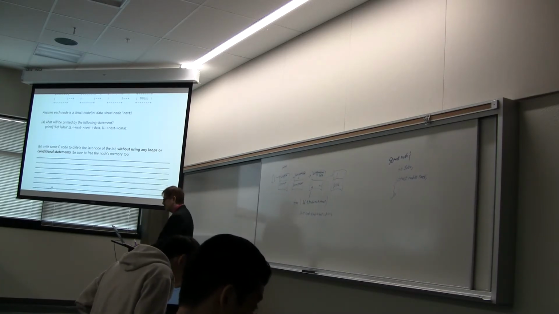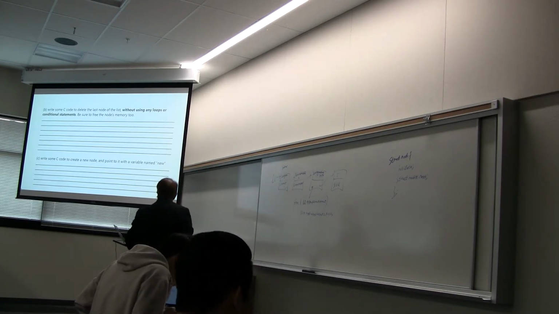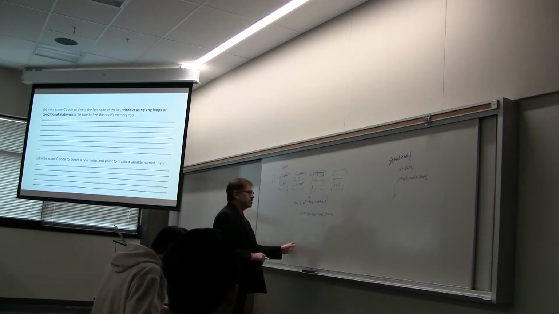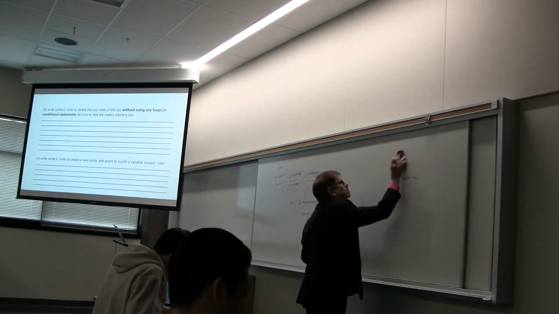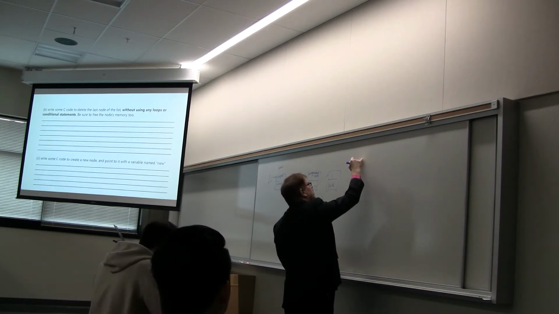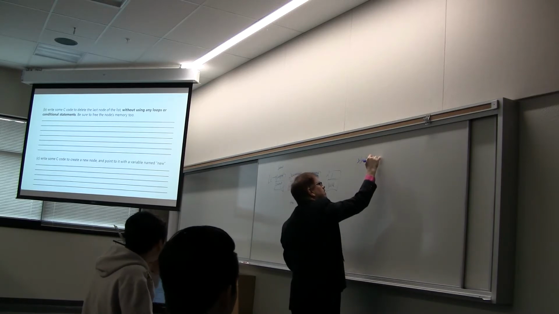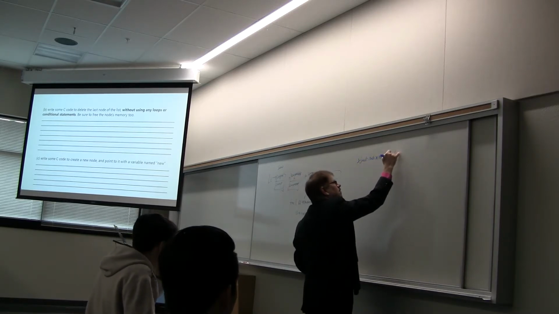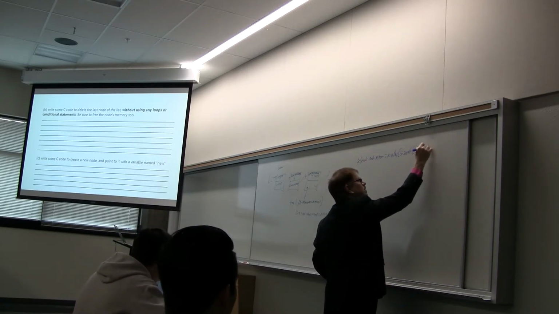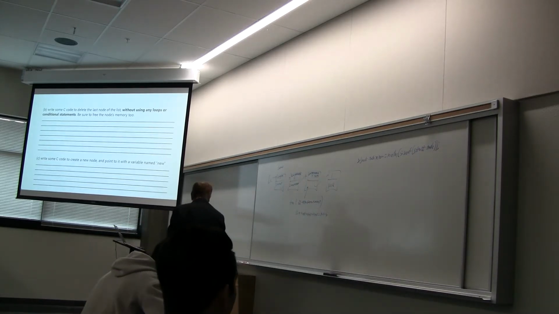All right, and then part C, create a new node and point to it with a variable named new. So create a new node. I can get rid of this at this point. So we want new to be a pointer to this node, so I'm going to say struct node star new, and I'll malloc size of struct node. That'll work for part C.